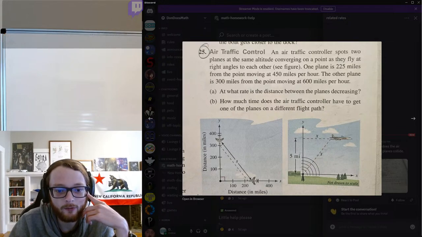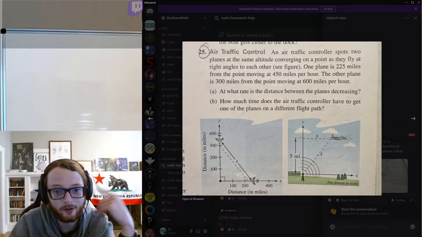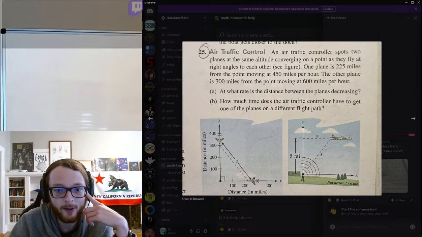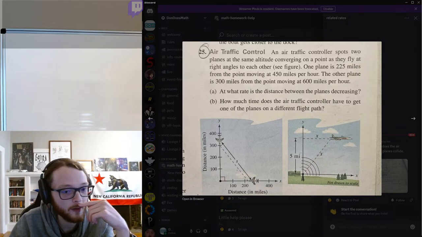So you could just take one of these planes and figure out when it's going to hit the origin, and that's your time. If it's going towards the origin, it's 300 miles away and moving 600 miles per hour, that's half an hour. Same with the other plane, 225 miles away, going at 450 miles an hour. So that means in half an hour, they're going to collide, and that's how much time you have.